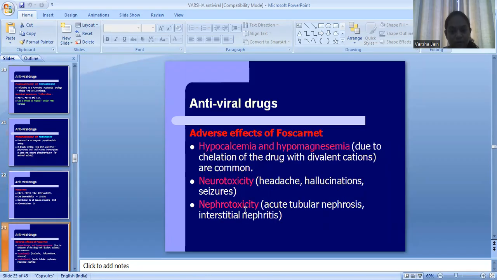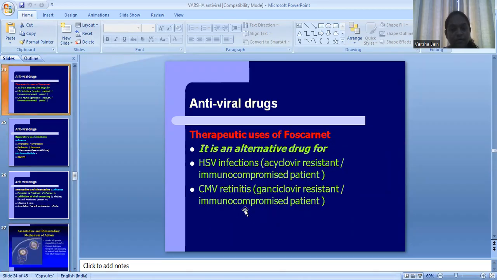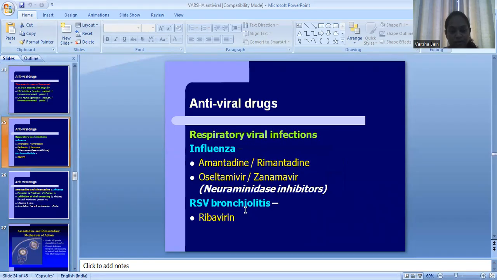Then adverse effects of this particular drug: hypocalcemia and hypomagnesemia, due to chelation of the drug with divalent cations. Neurotoxicity: headache, hallucination, and seizures. Nephrotoxicity: acute tubular necrosis, interstitial nephritis. Therapeutic uses of foscarnet: it is an alternative drug for acyclovir-resistant HSV infection in immunocompromised patients, and for ganciclovir-resistant CMV retinitis in immunocompromised patients.